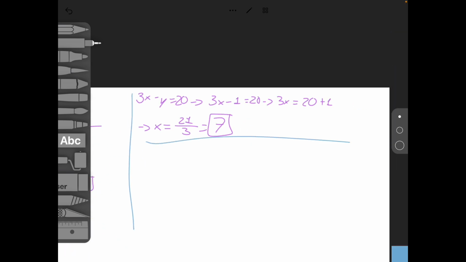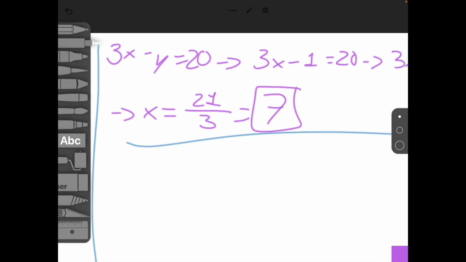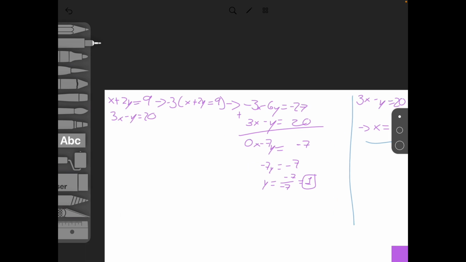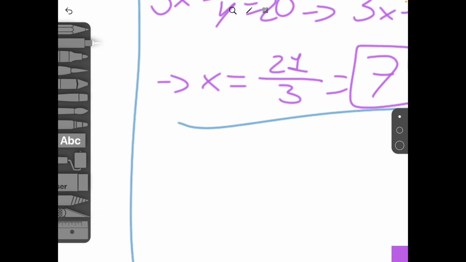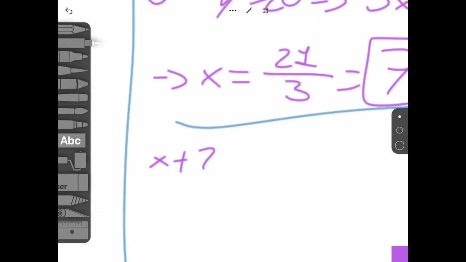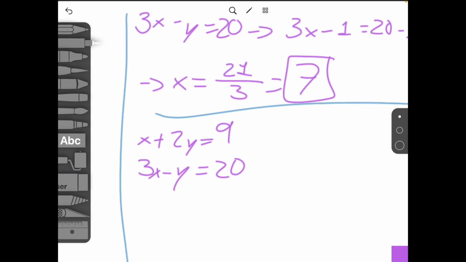But if we haven't found y yet, we can actually do the same thing we did with y while reducing x, but this time reducing y. So we have x plus 2y equals 9, and 3x minus y equals 20. And what do we do?